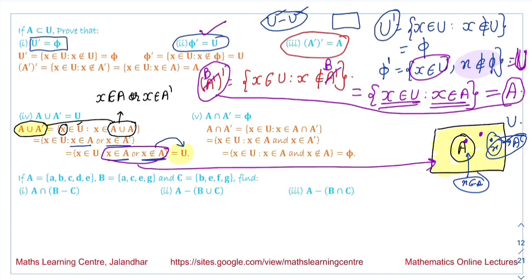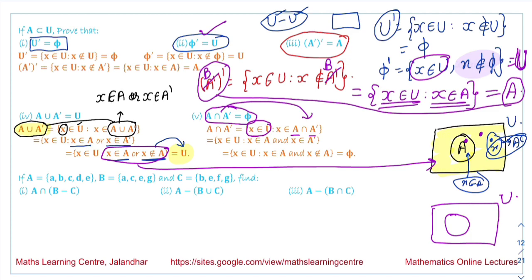Next we have A intersection A complement is equal to phi. What this means is, again we have this universal set. We are saying this is the set A. Now if x belongs to U, we are talking about any element x belongs to U, then we are saying that x belongs to A intersection A complement is given to us.